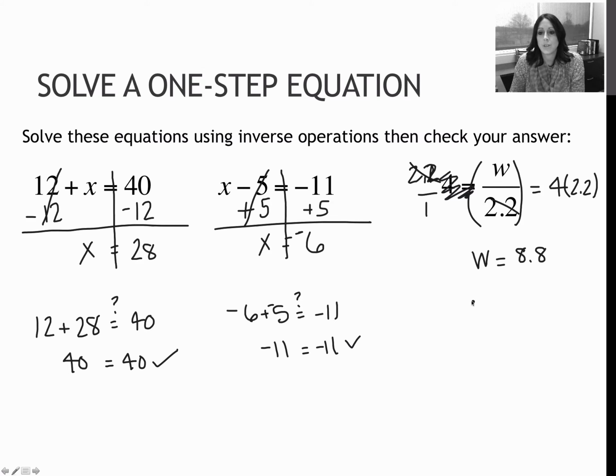And then I can do my check. I can do 8.8 divided by 2.2. Equals 4, and hope that that works out, and if I divide, I do get 4 equals 4. So everything worked out.